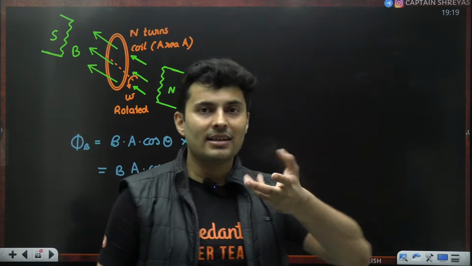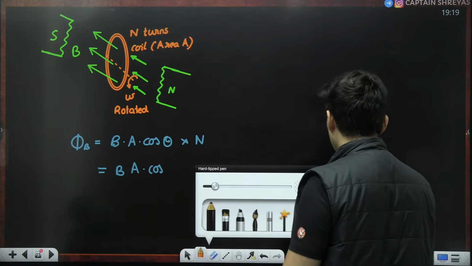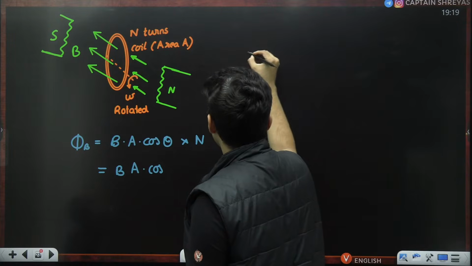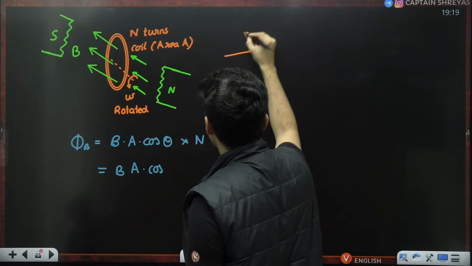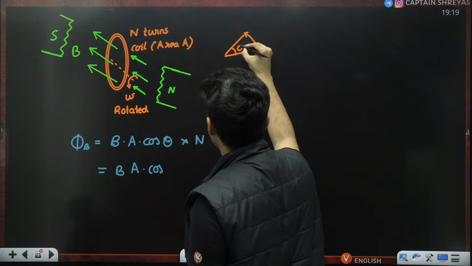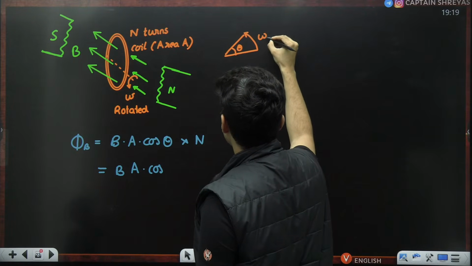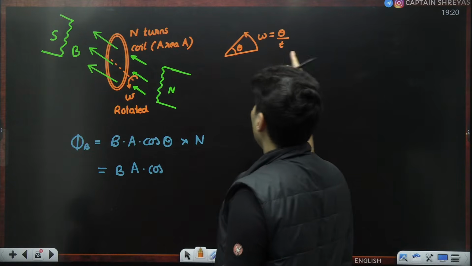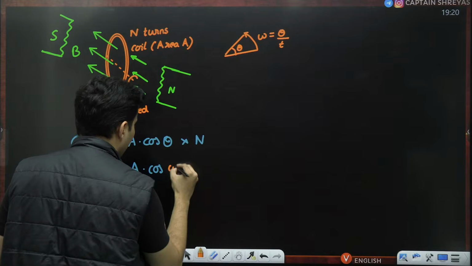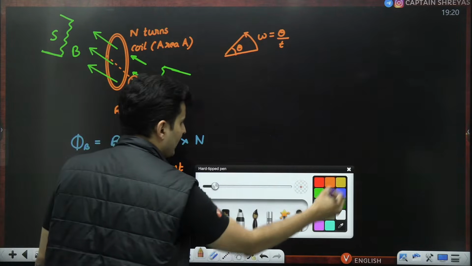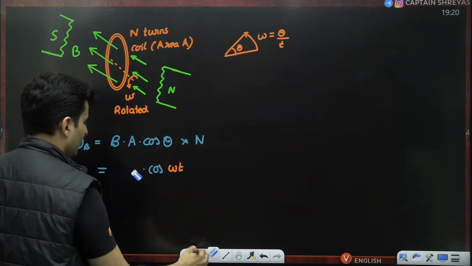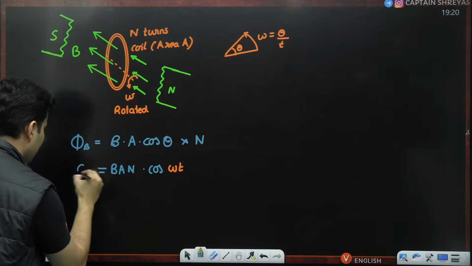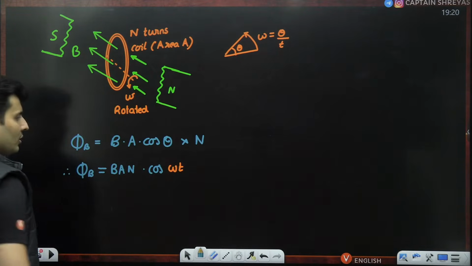Because it is rotating, using the concept of circular motion, if something rotates in some time by an angle theta, the omega is how much angle it rotated per unit time. So theta will be omega t, and this n will come over here as it is. So I have BAN cos omega t, which is the magnetic flux through that coil.